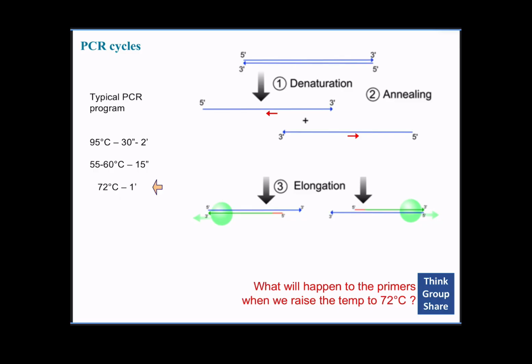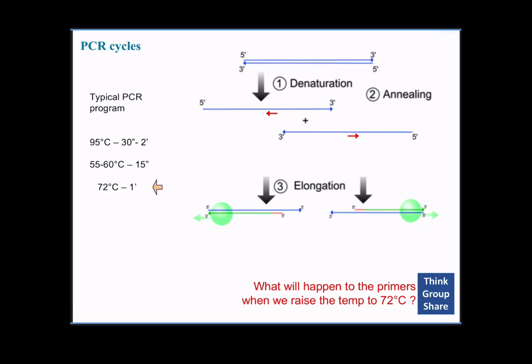I'll give everybody a few seconds to think about this interesting question. We say that we need to lower the temperature to 55 or 60 to let the primers anneal to their target DNA, right? And then we say that we elevate the temperature to 72 for Taq polymerase to do its job. My question is, what will happen to the primers when we raise the temperature to 72? How come those primers don't fall off at 72? At 95, they will certainly separate, right? Before I was making the argument that you need 55 to 60 for these primers to bind DNA. And I'm telling you, it's okay, you can raise it to 72. Why didn't we lower it to 72 in the first place then?